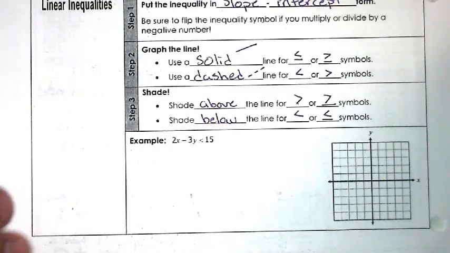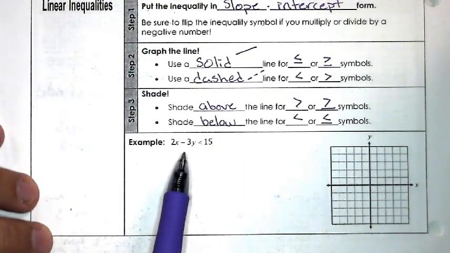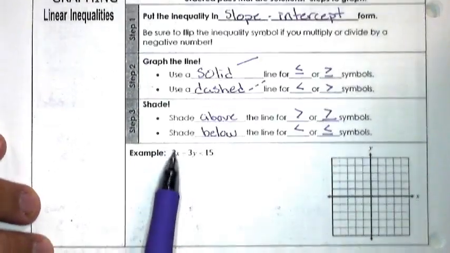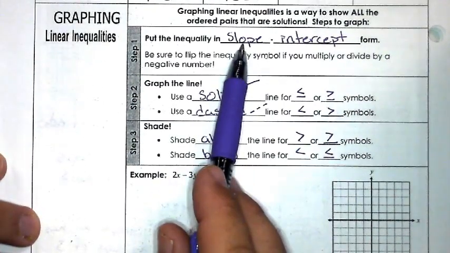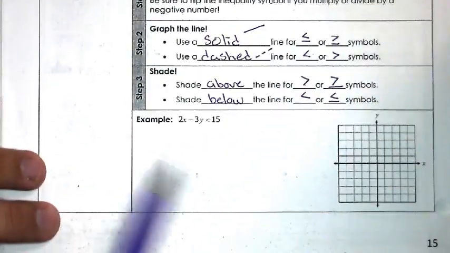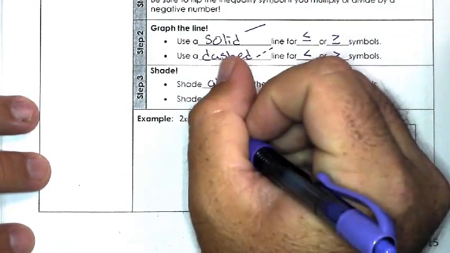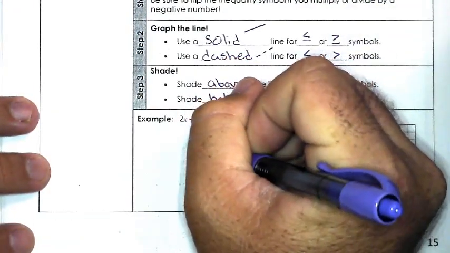So let's do some practice. Step 1 is what? Slope-intercept form. I am currently in standard form. I need to be in slope-intercept form. So, Coach Kimball says, draw your line.